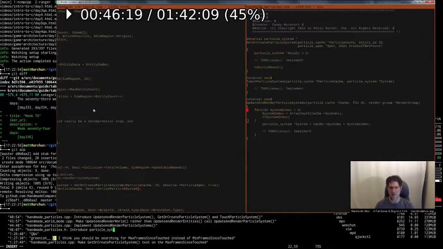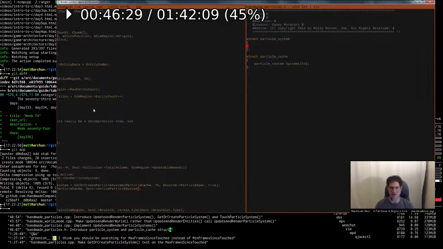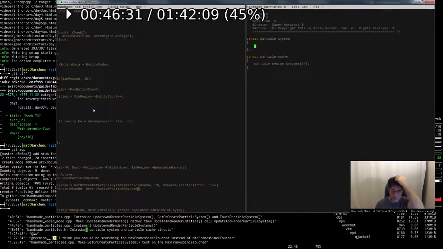And maybe we just say that there's particle systems, and there's 64, because I think that's what I said. I don't really want that. I probably want these to be SOA style things. So it's probably pound define max particle count, and that's whatever it is. And so then we just have something like this.